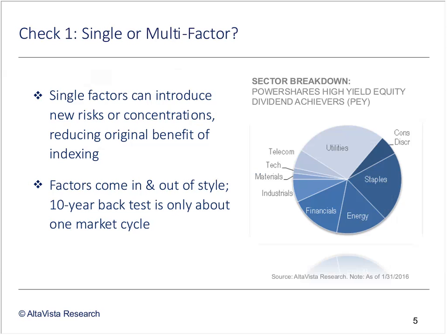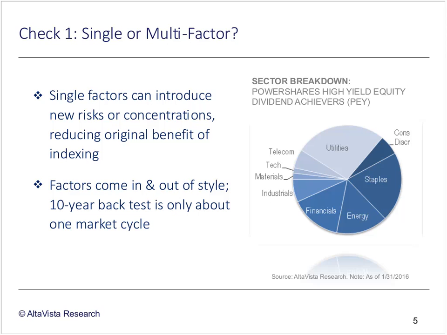For example, take the PowerShares High Yield Equity Dividend Achievers Fund shown here in the pie chart on the right. This is ticker symbol PEY. PEY is a dividend-oriented single-factor ETF weighted by yield. So not surprisingly, it is tilted towards typically high dividend-paying sectors like utilities and staples at the expense of primarily technology. Now, that's probably not surprising as long as investors are aware of it. It's not necessarily a problem by itself. But the point is it should not be viewed as a buy and forget investment like a broad index fund.